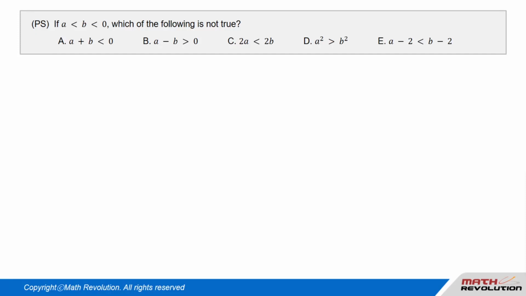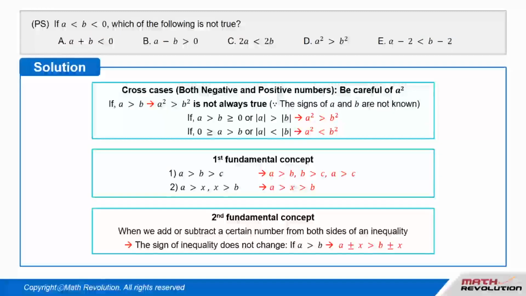Question. If A is smaller than B, which is smaller than 0, which of the following is not true? Solution. Cross cases, both negative and positive numbers.